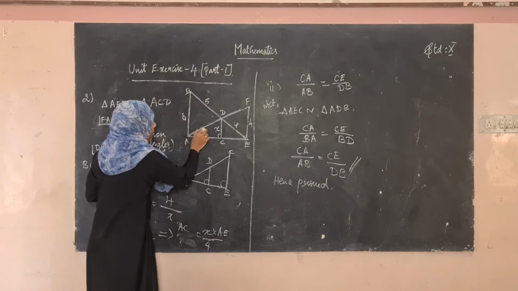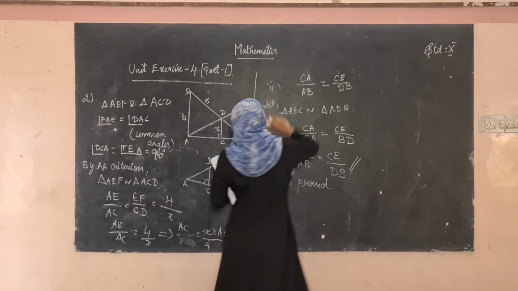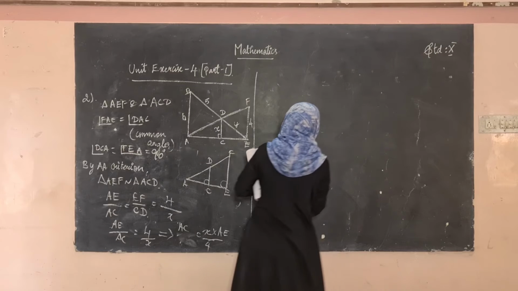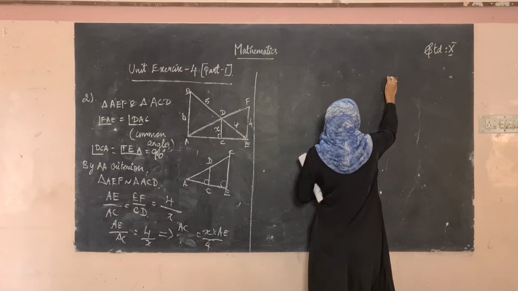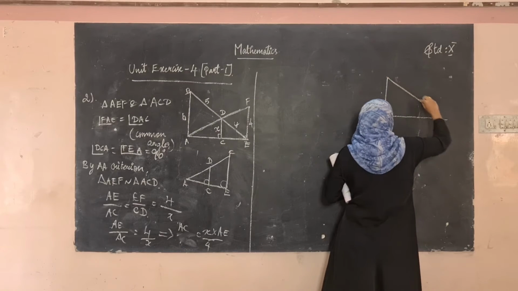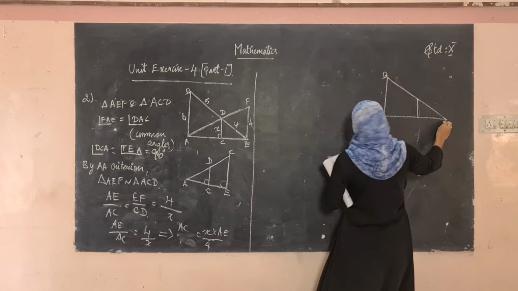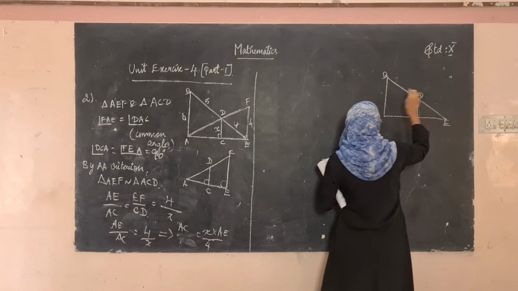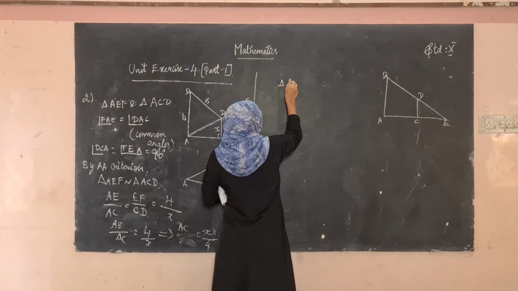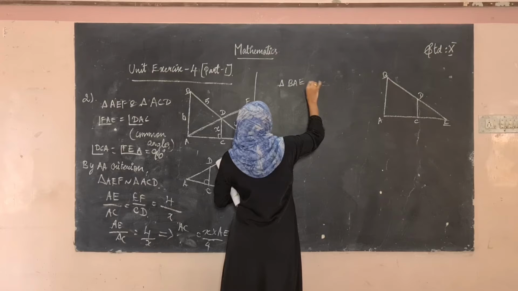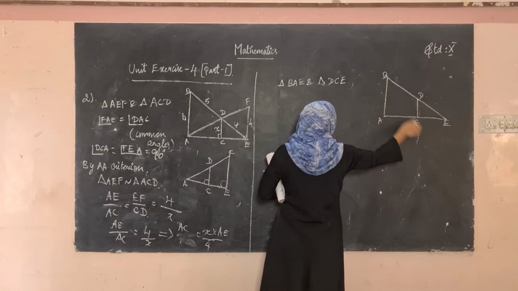So now we took this triangle alone. Similarly we can take this other triangle. It is like this: A, B, and here it is E, and this is C and D. So we are going to take the triangle BAE and triangle DCE.